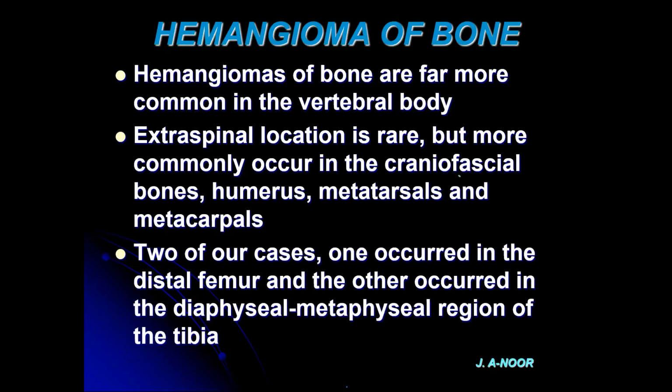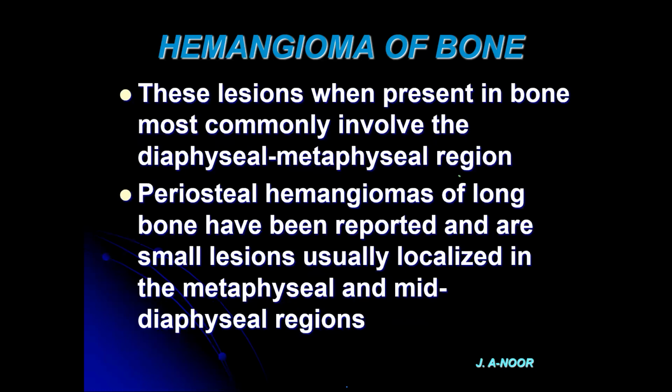Hemangiomas of bone are far more common in the vertebral body. Extraspinal location is rare, but more commonly occur in the craniofacial bones, the humerus, metatarsus, and metacarpals. 2 of our cases, one occurred in the distal femur, and the other occurred in the diaphyseal, metaphyseal region of the tibia. These lesions, when present in bone, most commonly involve the diaphyseal, metaphyseal region. Periosteal hemangiomas of long bone have been reported and are small lesions, usually localized to the metaphyseal and mid-diaphyseal regions.